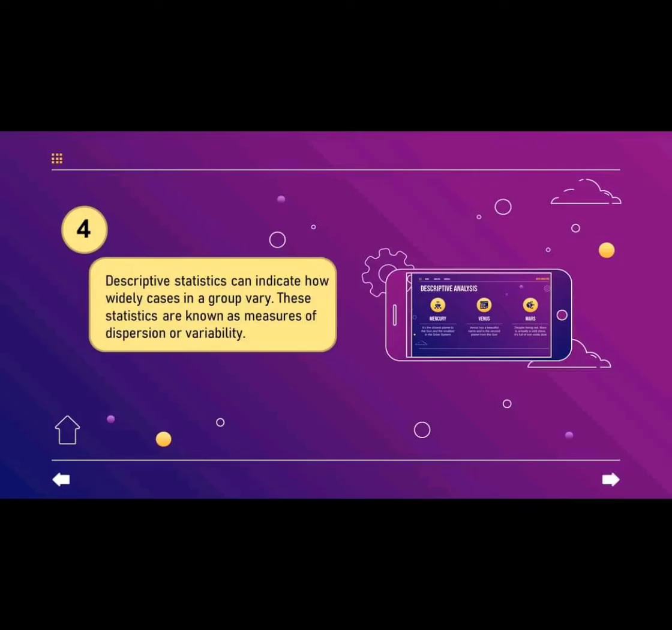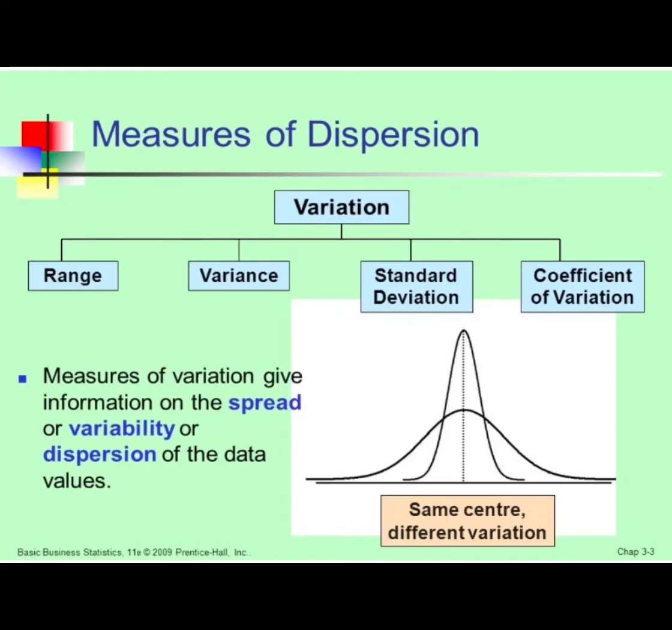4. Descriptive statistics can indicate how widely cases in a group vary. These statistics are known as measures of dispersion or variability. Examples include the range of scores, the highest score minus the lowest score; the mean deviation, the arithmetic mean of the absolute differences of each score from the mean; the standard deviation, the square root of the arithmetic mean of the square deviations from the mean; and the variance, the mean square deviation.